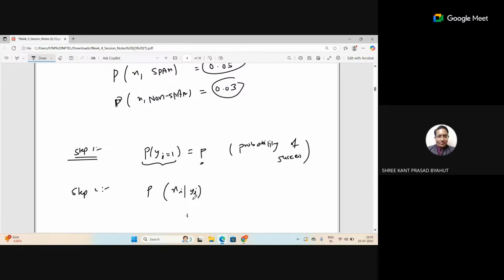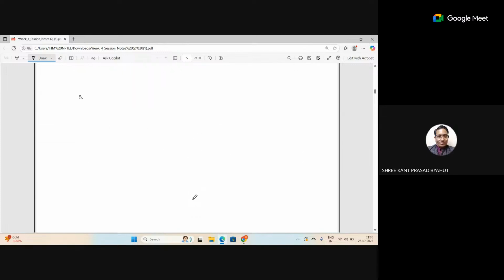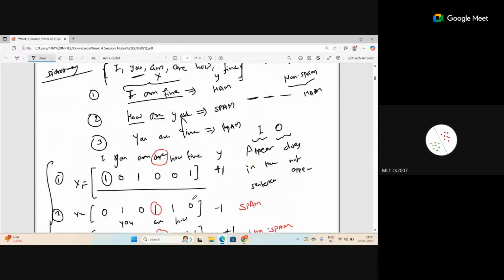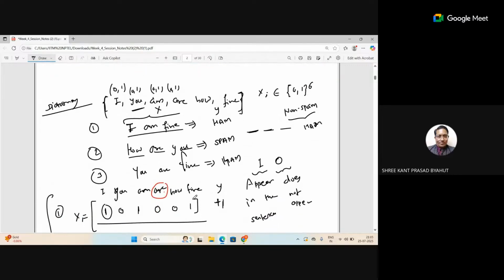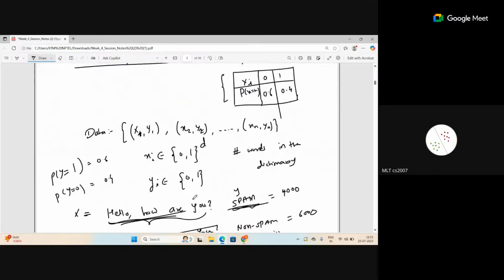Now we have seen one example previously. How many features did we have at that time? 6 features. Each will have that 0 1 thing, and it will have different probabilities for different words, right?